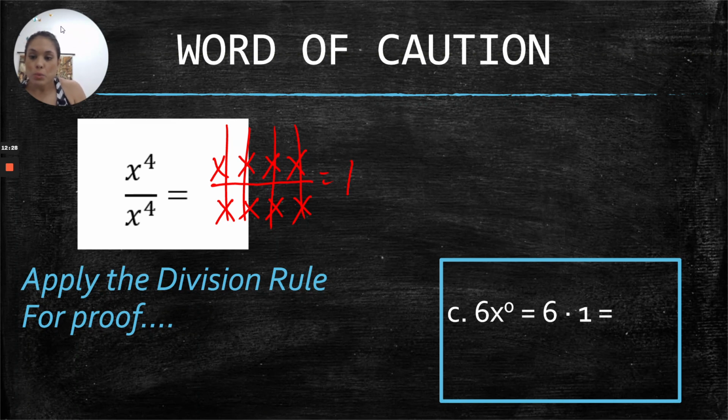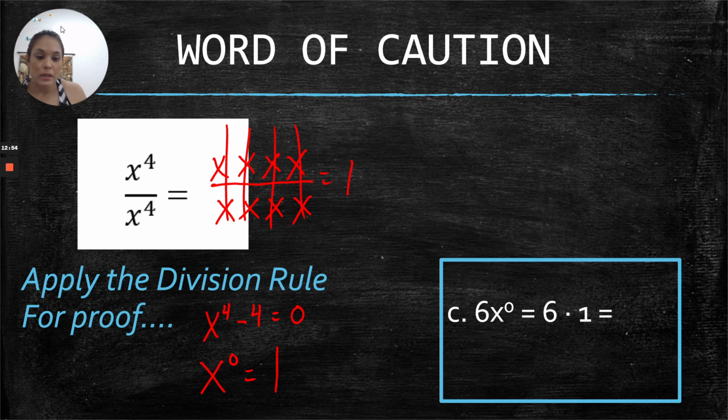Now what happens when we apply the division rule? So this would be x to the 4th power minus 4, which equals 0. So this is x to the 0 power. Now, x to the 0 power equals 1. This is why any number to the 0 power will equal 1.